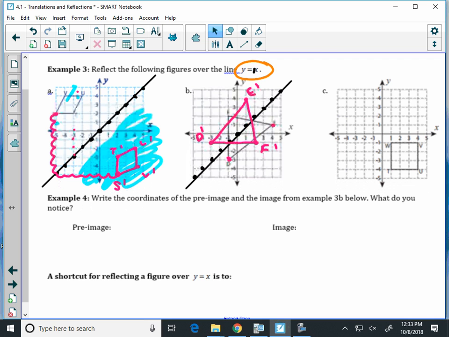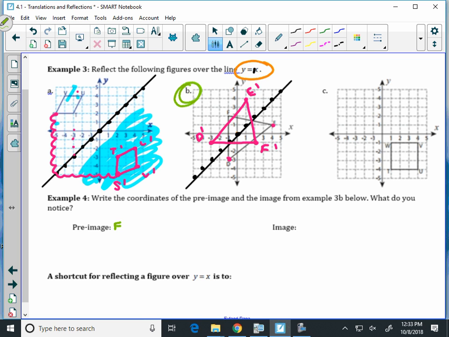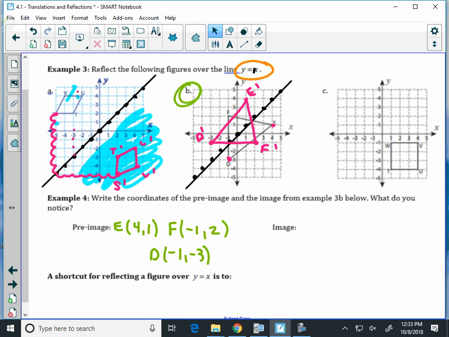What we're going to do, we're going to go to B. And we're going to write down all the pre-image coordinates, so the starting coordinates. So what was the pre-image point E? What were the coordinates of that point? Of E. Good. 4, 1. And then F. Where was F located? Good. -1, 2. And then where was D located? -1, -3. Okay. Those were the pre-image points.